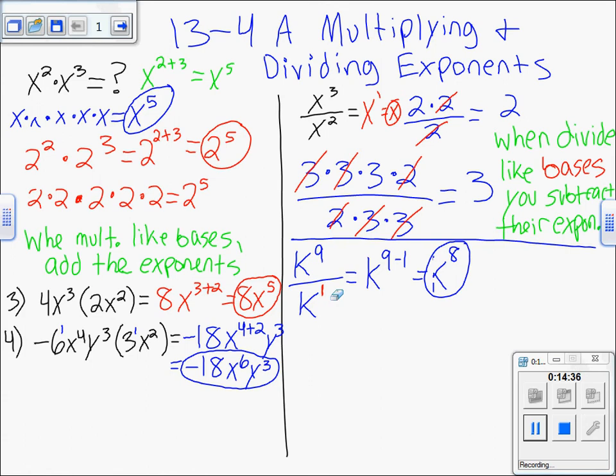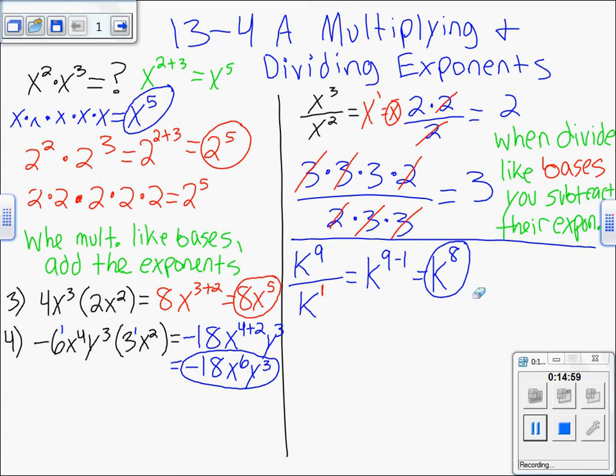That's the simplified version. Now, if you did this visually, like how we did up here, you'd have 9 k's up top. You'd have 1 k on bottom. So the 1 k on bottom and one of the k's on top would cancel, and you'd be left with 8 k's on top. So that would tell us the answer is k to the 8th power. So that's how you could have done this question visually.